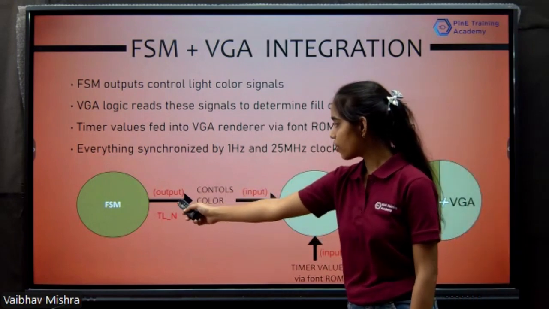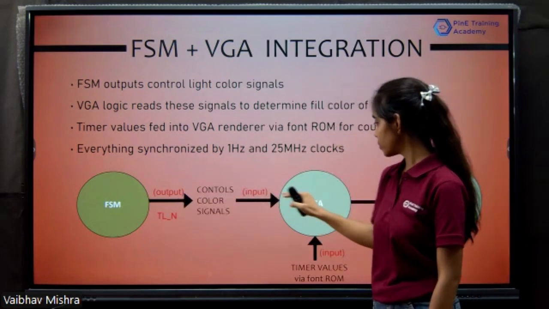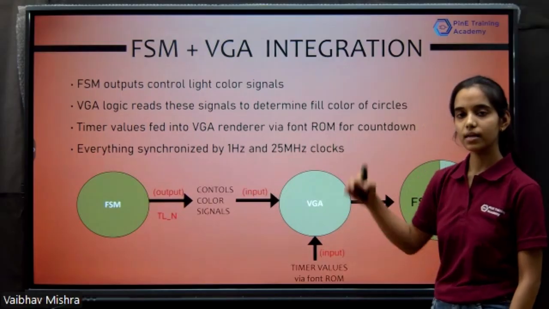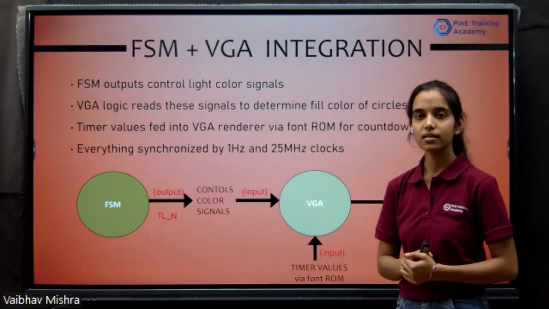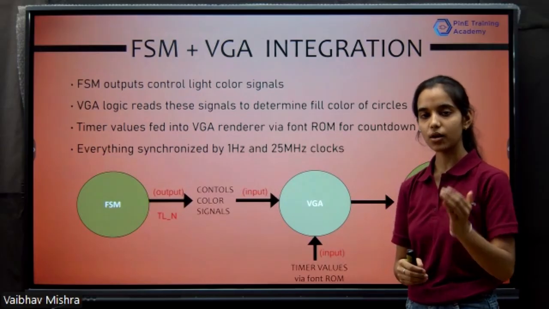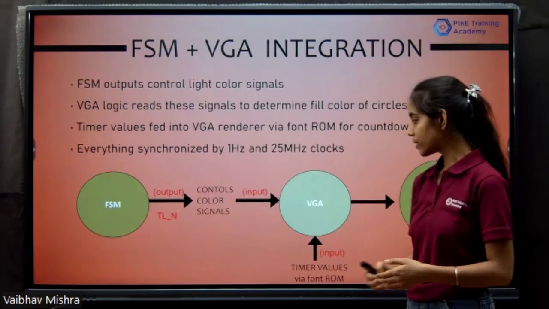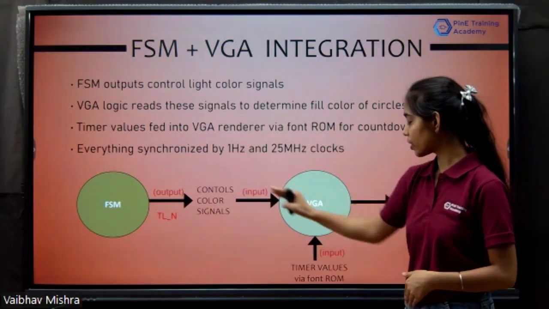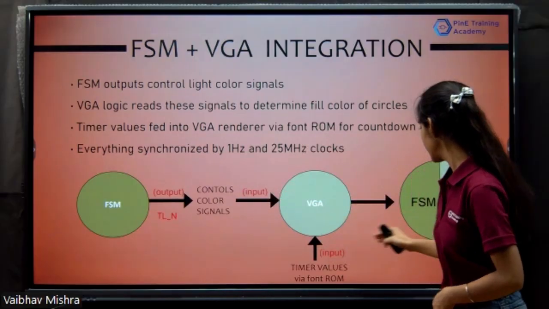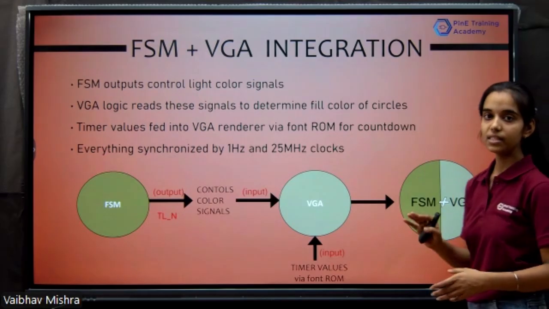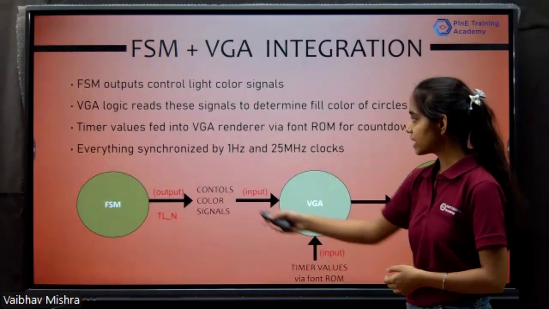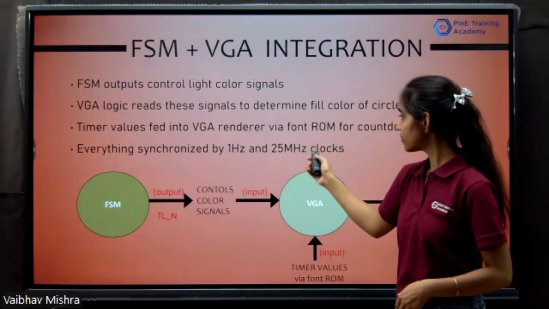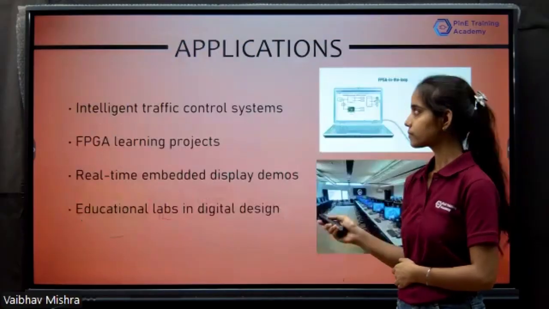And then FSM gives the output. It goes as input into the VGA module, which we have earlier discussed. And also there are timer values, which is basically the 1 second clock, which works as a counter and it counts downward. Okay, so both the output and input combined give us FSM plus VGA, which we can see in further demonstrations. Basically, everything is synchronized by the 1 Hz and 25 megahertz clocks.